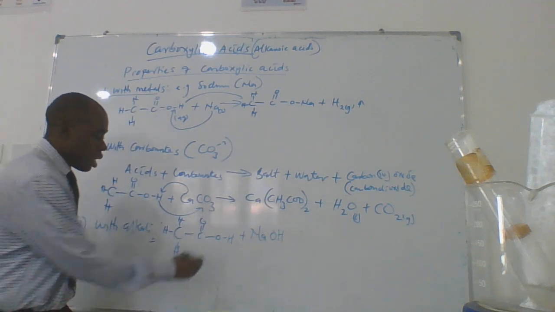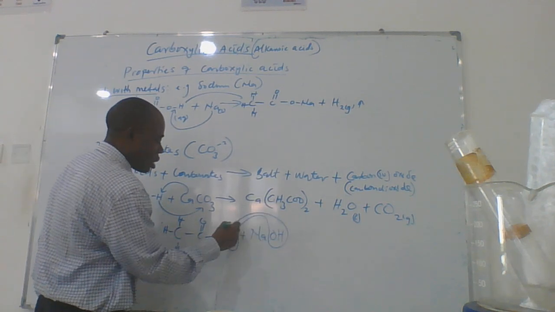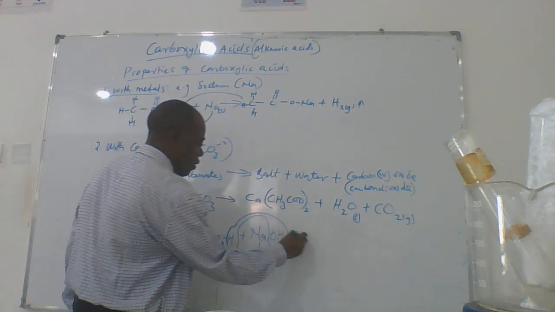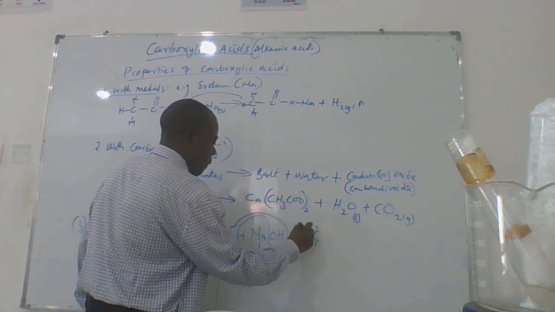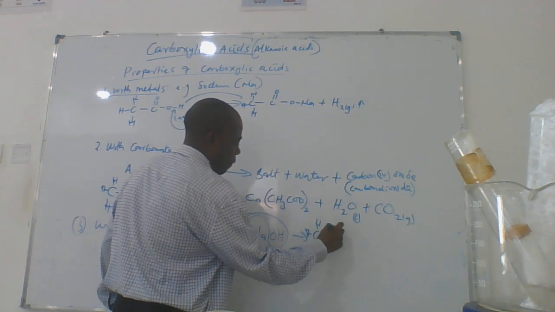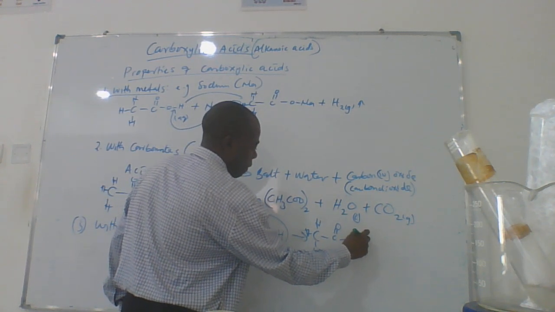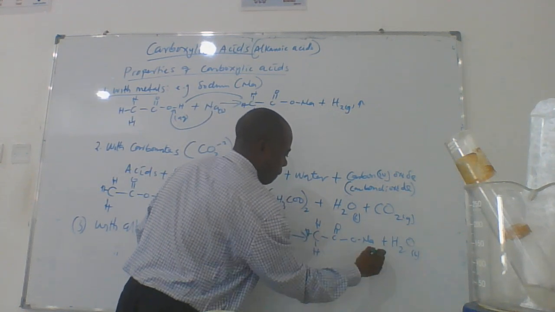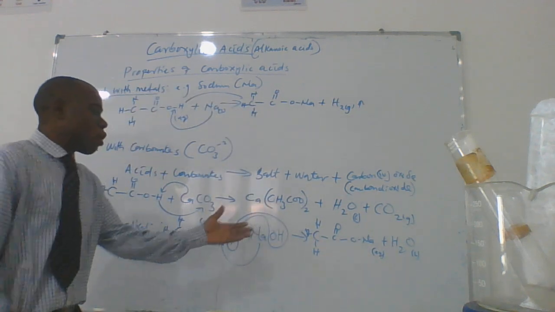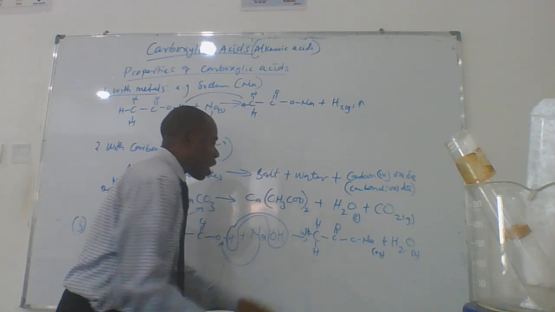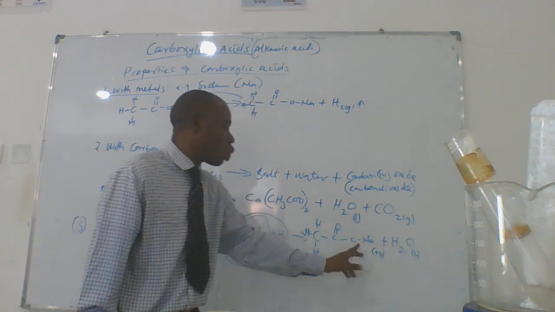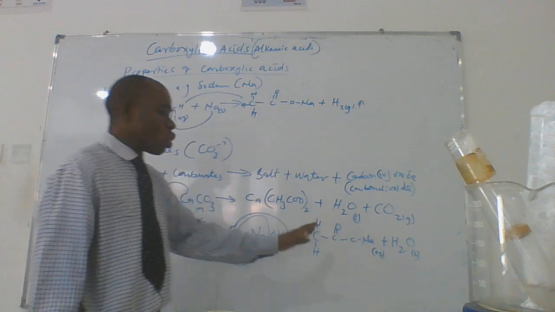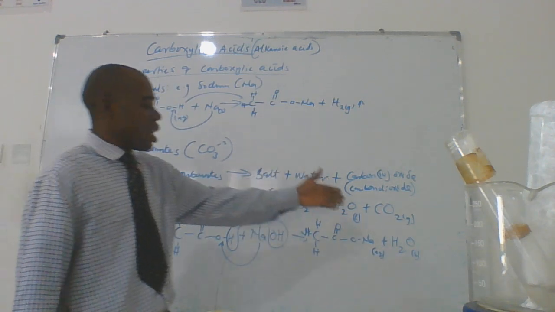Now what's going to happen here? This H is going to combine with OH there, then sodium comes and takes the place of hydrogen here. So the products are salt and water only. This is the salt and this is the water. This is sodium ethanoate. This is an ester as well. So this sodium ethanoate is salt, and here is the water.